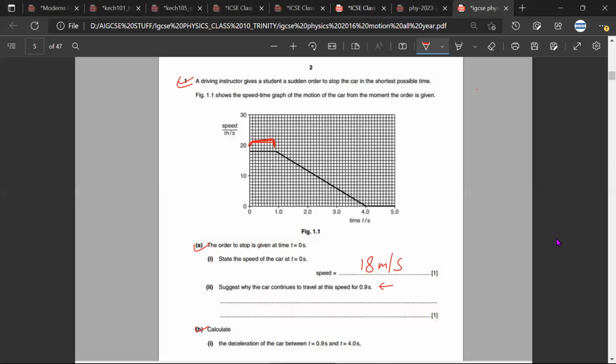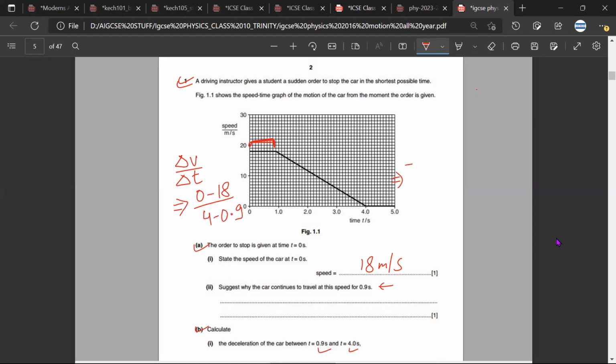Great. So B part, calculate the deceleration of the car from 0.9 second to 4 second. How should we calculate this? So first is 18 divided by 3.1. So delta V upon delta T. This would be final minus initial, upon time, which is 4 minus 0.9. Is it correct? Yes, sir.